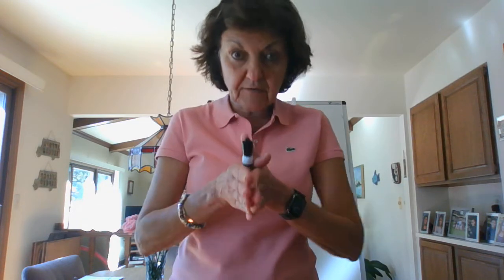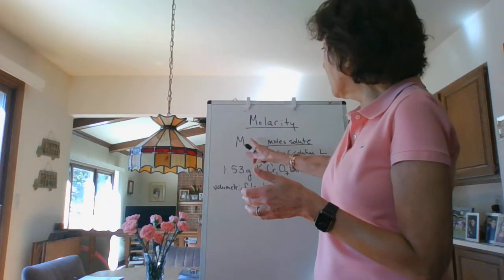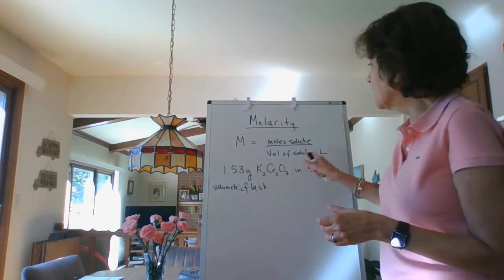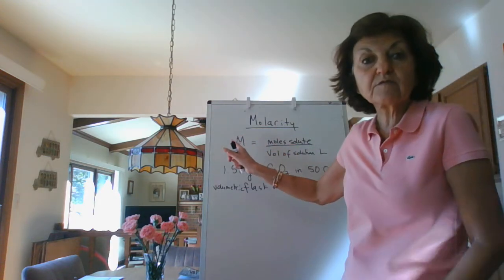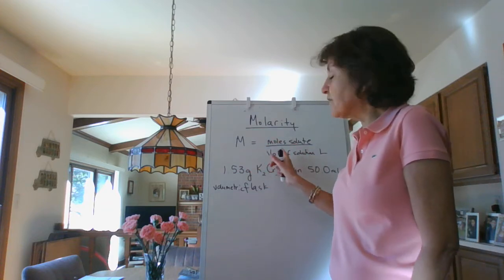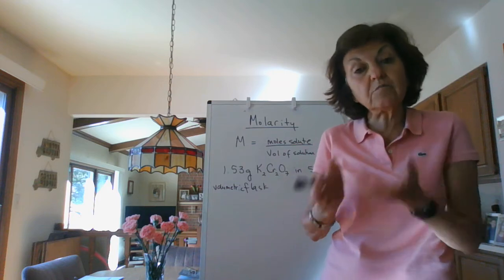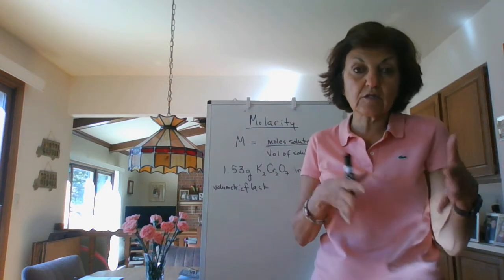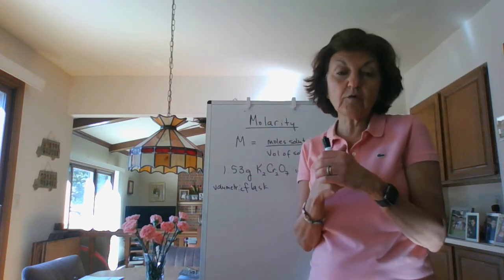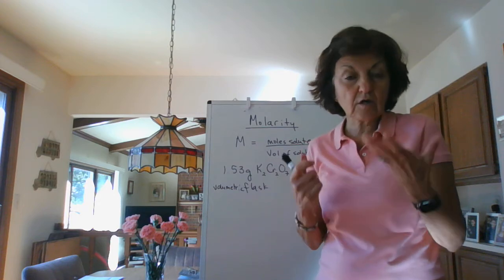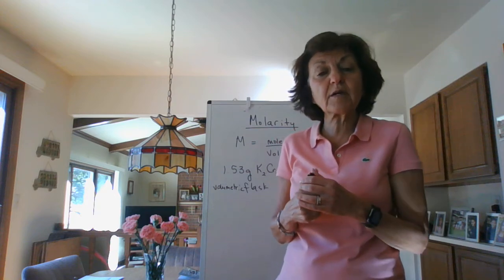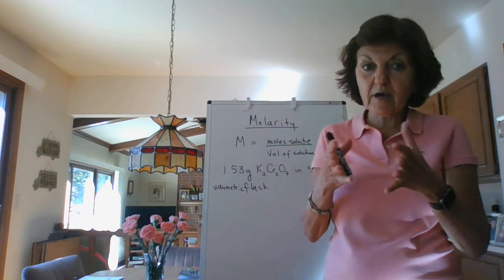Let's first learn the definition of molarity. Molarity, capital M, is moles of solute divided by volume of solution in liters. So if I give you grams of solute, you need to use molar mass to convert the grams to moles. And if I give you volume of the solution in milliliters, you're going to have to convert the milliliters to liters. Once you do that, you put your moles over your liters, you've got the molarity of a solution, which is a concentration unit. You're going to be learning other concentration units later on in the semester, but in chapter 4, it's all about molarity.